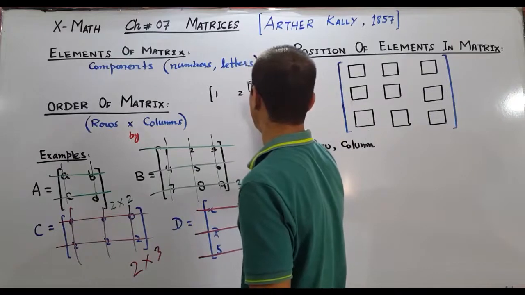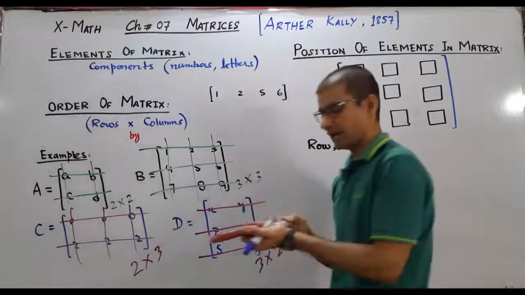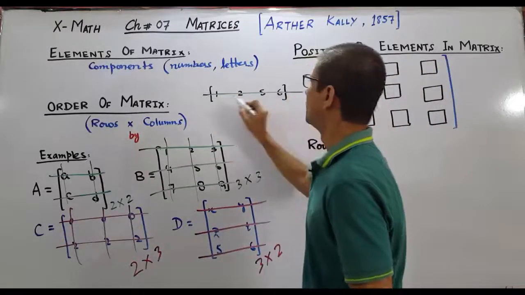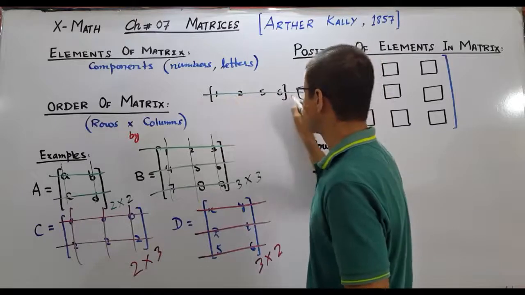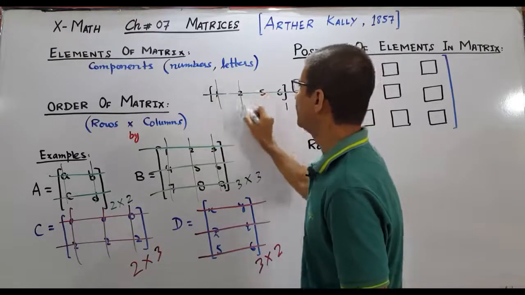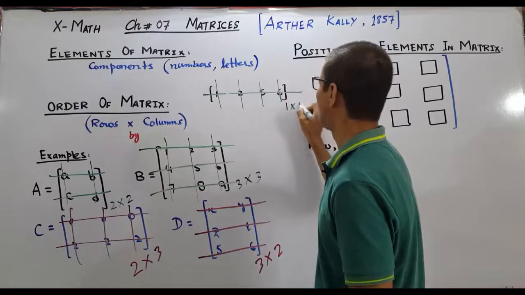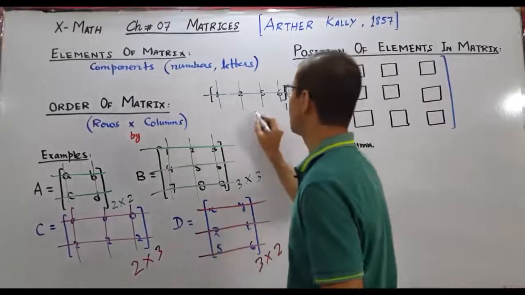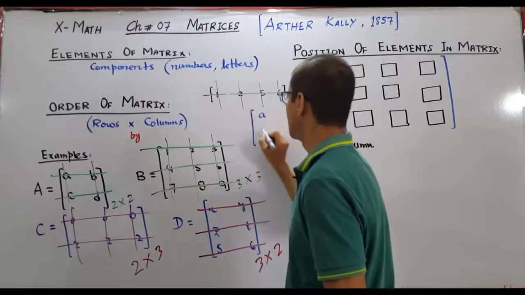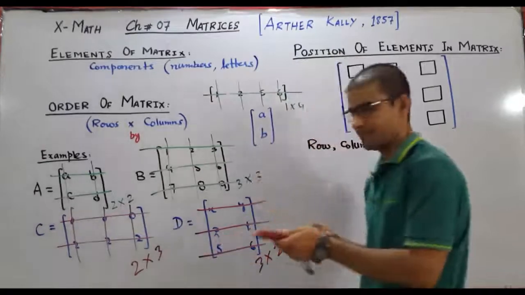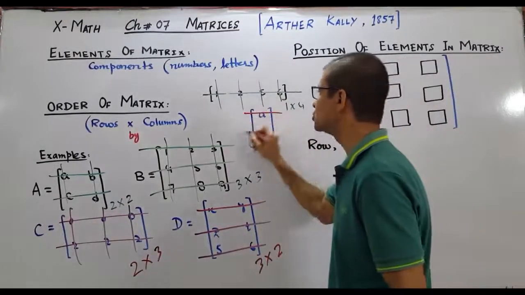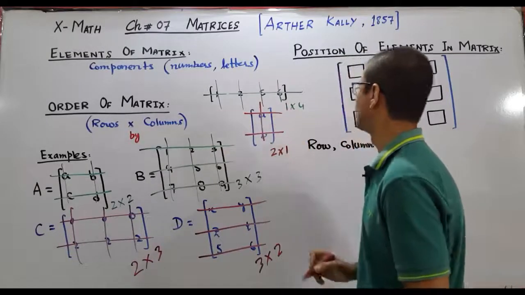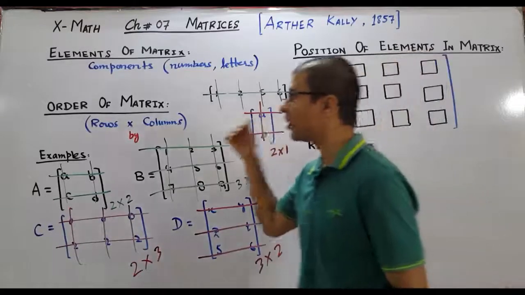1, 2, 5, 6. Can you write the order of this matrix? Yes or no? Okay. This matrix contains 1 row and 4 columns. Order of this matrix is 1 by 4. What is the order of this matrix? A, B. This matrix contains 2 rows by only 1 column, 2 by 1. I hope you understood the concept of order of matrix.